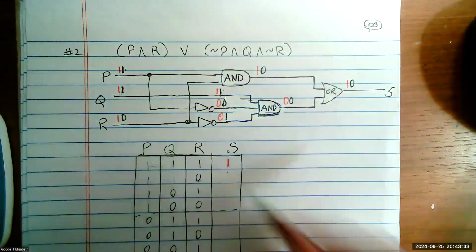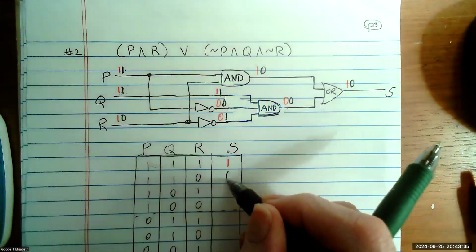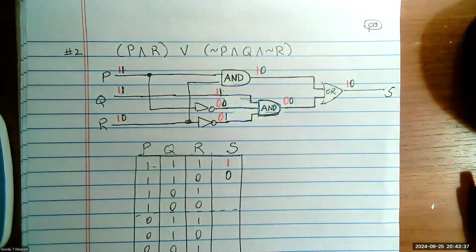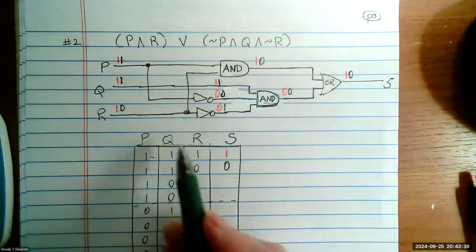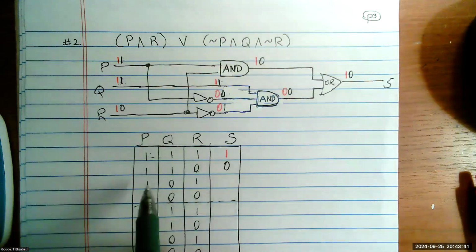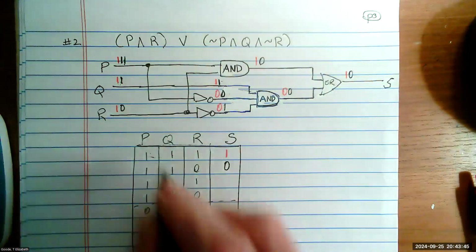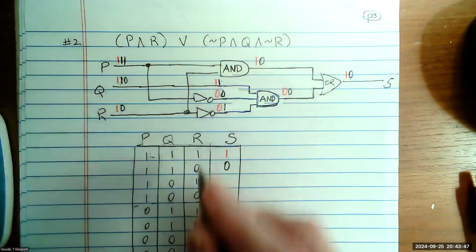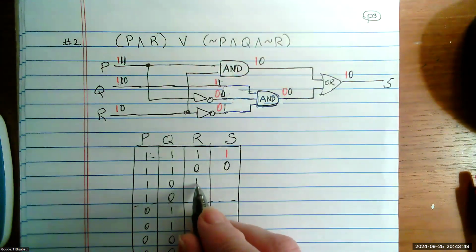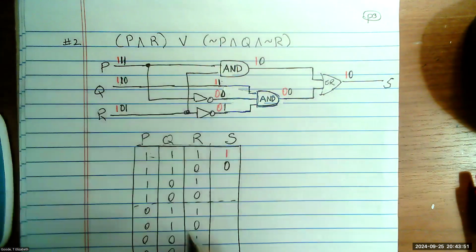So this is a 0. I'll do it in black because we did it in black. Okay, I'm trying to color code this thing. All right, let's do the next one in green. P is a 1, so we get a 1 on the P wire. Q is a 0, so we have a 0 here. See how it works? And R is a 1.